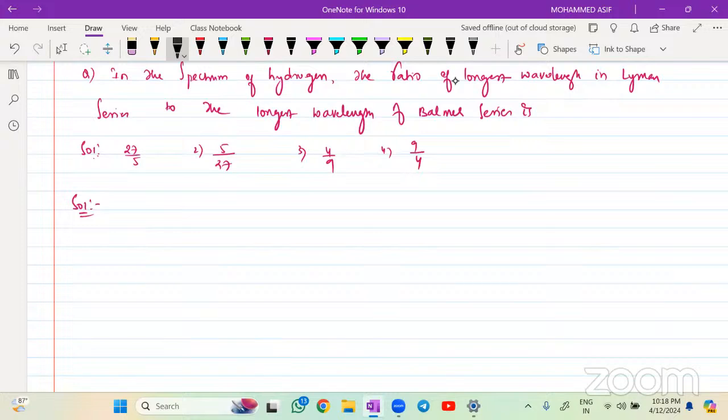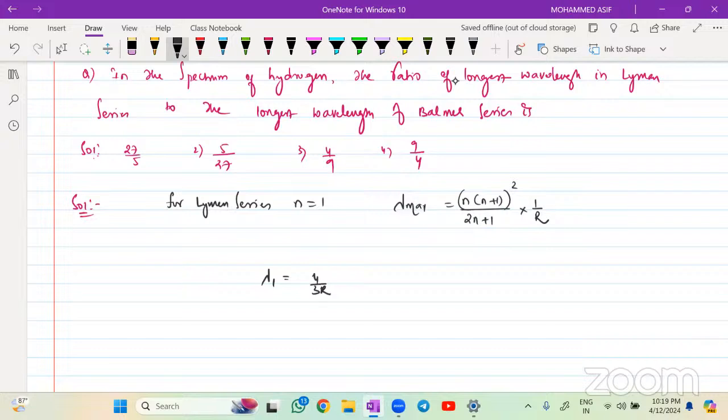For the Lyman series, 4 by 3 will come. For the Balmer series, what is the n value? It is 2. For the Lyman series, n is equal to 1. So what is the formula for lambda max? Lambda max is equal to n into (n plus 1) whole square divided by (2n plus 1) multiplied by 1 by r. So lambda 1 for the Lyman series will be 4 divided by 3r.